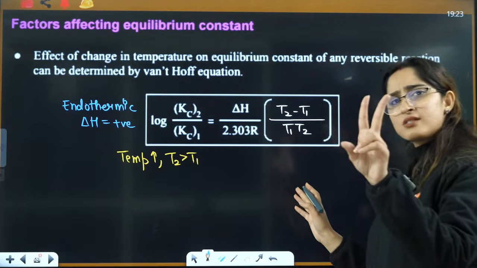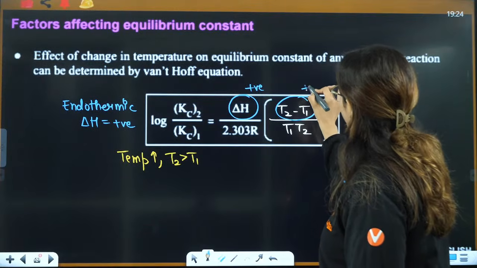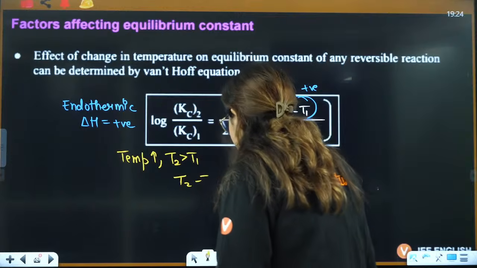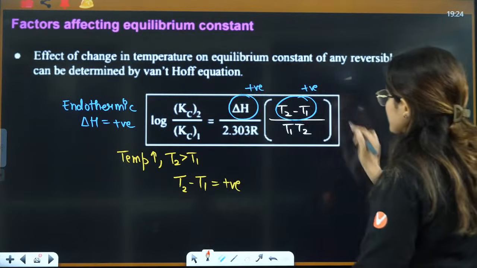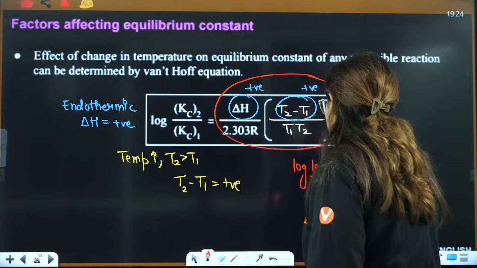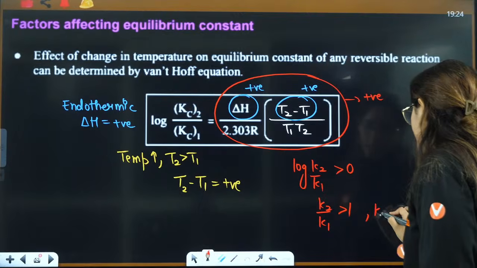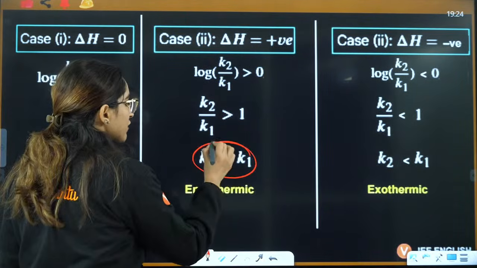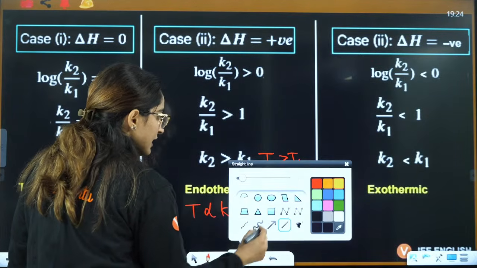This is positive. Because if T2 is greater than T1, that means T2 minus T1 is positive. If this is positive, then this full expression will be positive. That means log of K2 by K1 will be positive. Now log of anything is positive if that anything is greater than 1, that means K2 is greater than K1. And this is what we have written here, that in case of endothermic K2 is greater than K1, and T2 is also greater than T1, so temperature is directly proportional to K in this case, right?